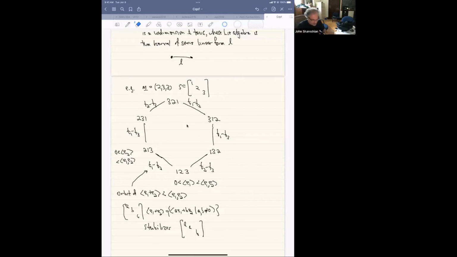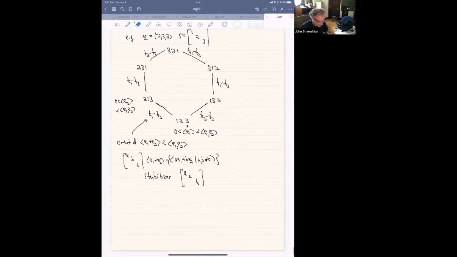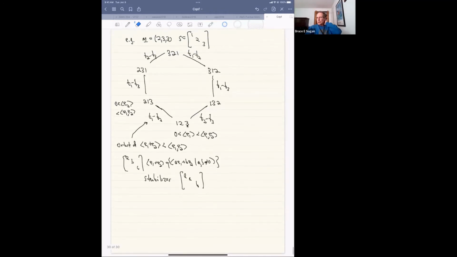Okay, so this is the setup, and now I want to tell you, right? So John, go ahead. You're just getting the weak order here, right? I mean, that's the exact same setup. It's the same. This is the weak order on S3. Yes. Again, we get the permutahedron. This is the one skeleton of the permutahedron.